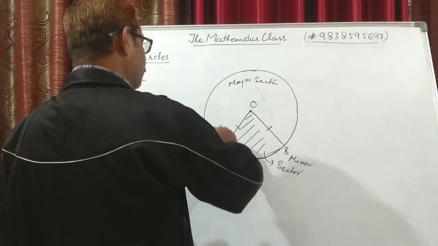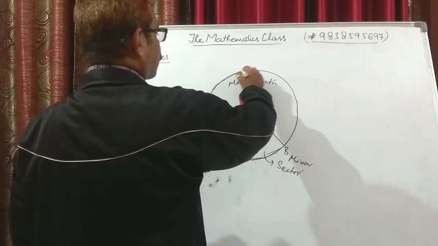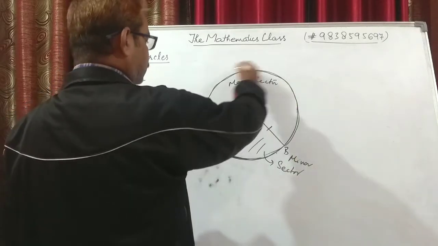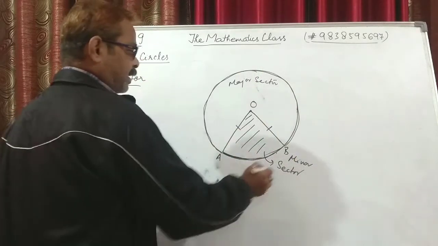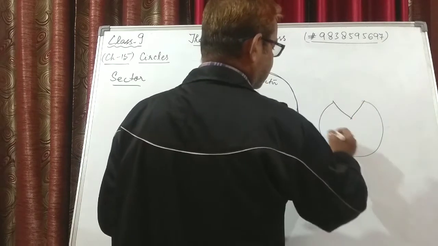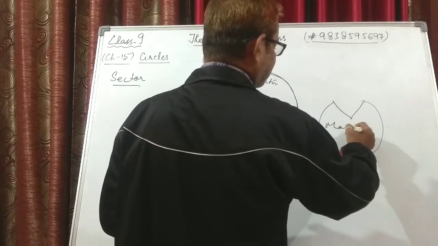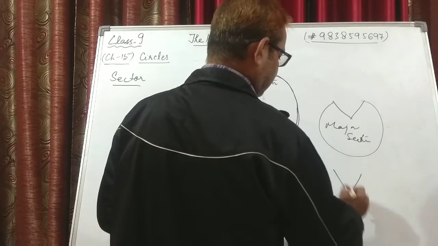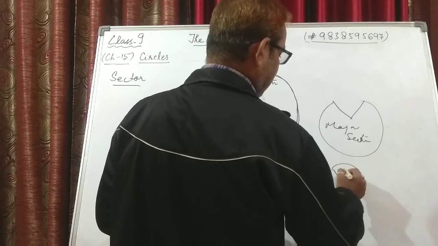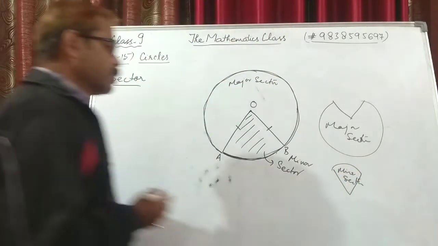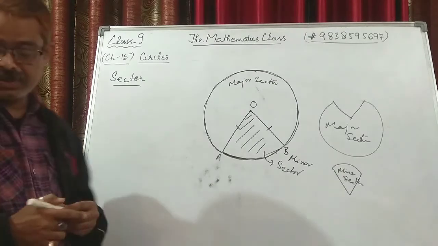From A to B, if you move in a clockwise direction, this total area, with this arc and these two radii, will be something like this. This is a major sector, and at the same time, this is the minor sector of a circle.